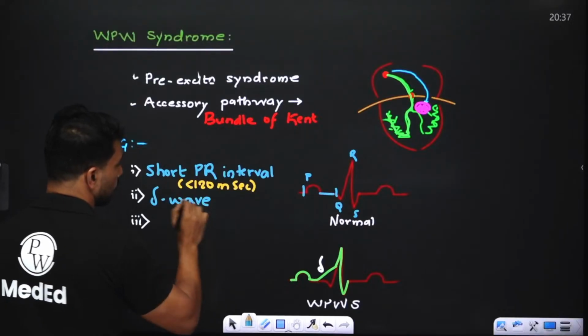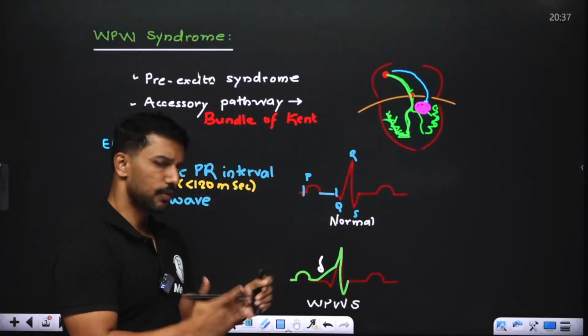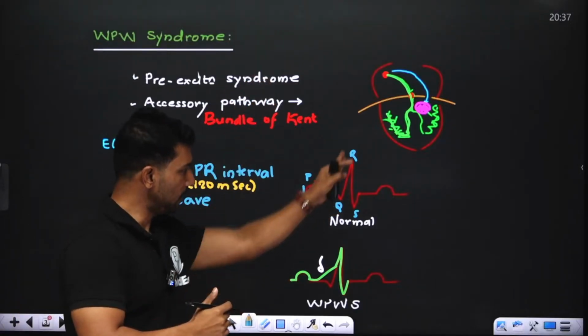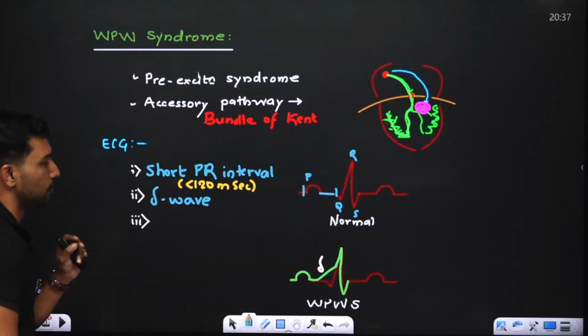What is this delta wave? A slanted upstroke of the R wave. So if you look at the normal, the R wave just goes up straight, right? But here it is slanted because of the early depolarization of the ventricle.